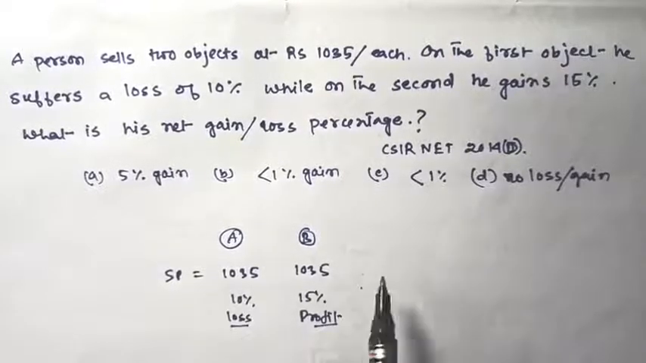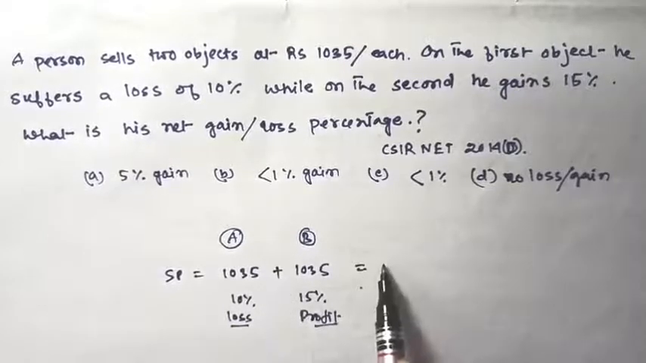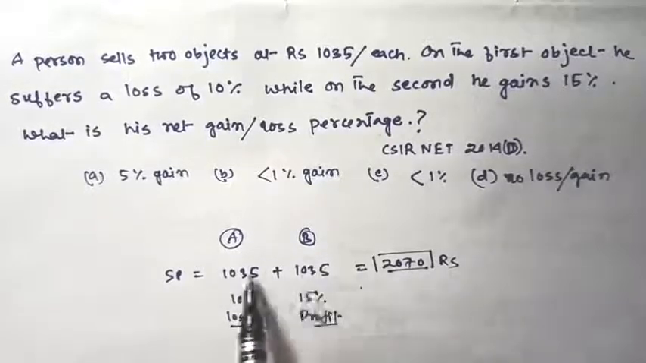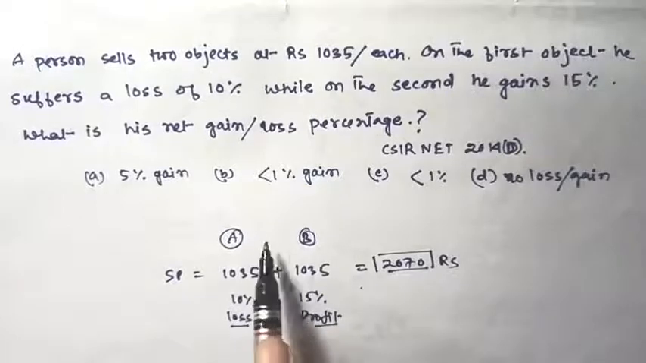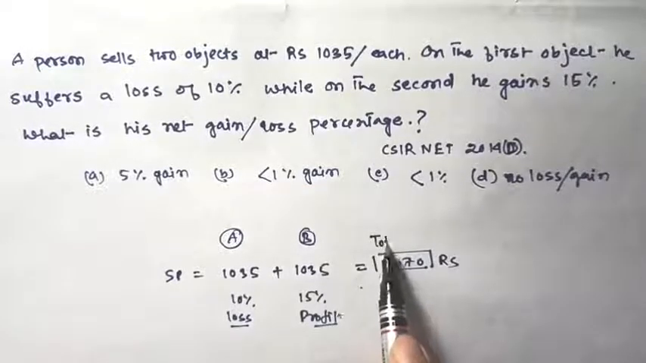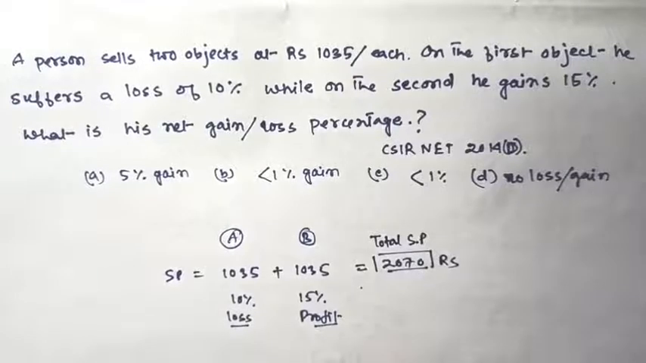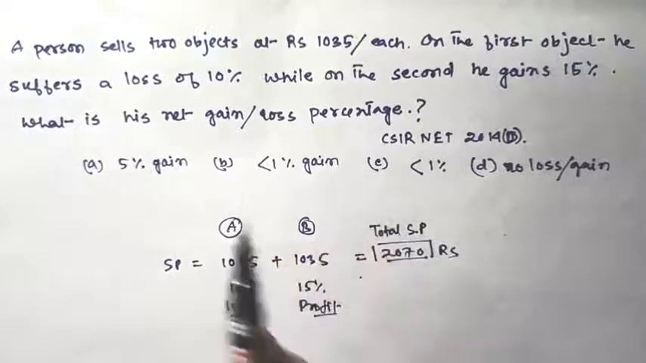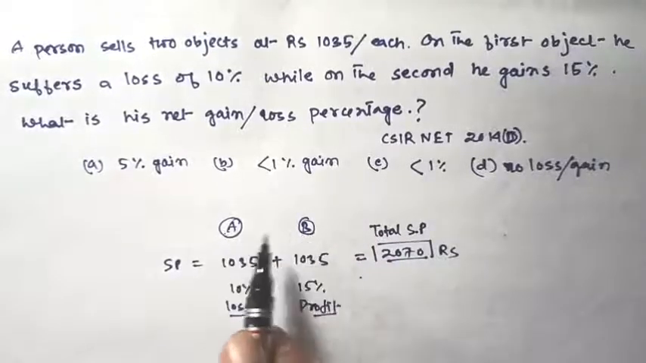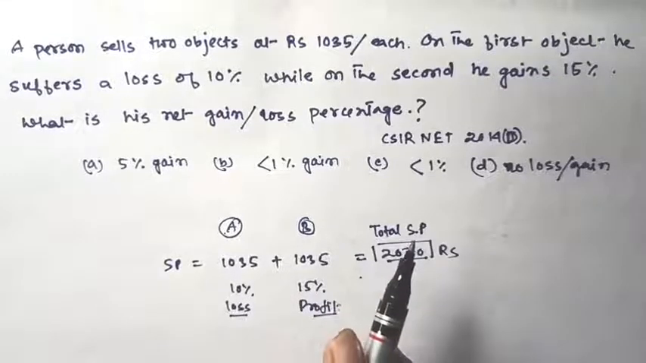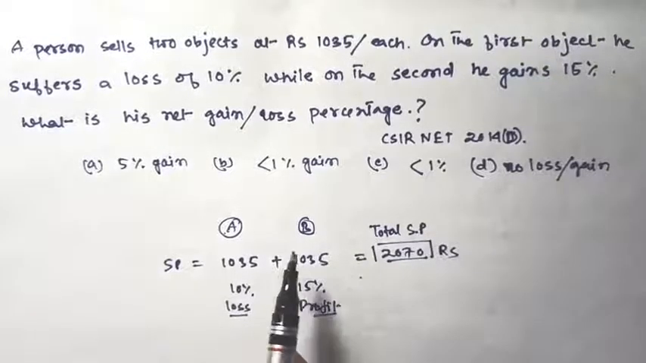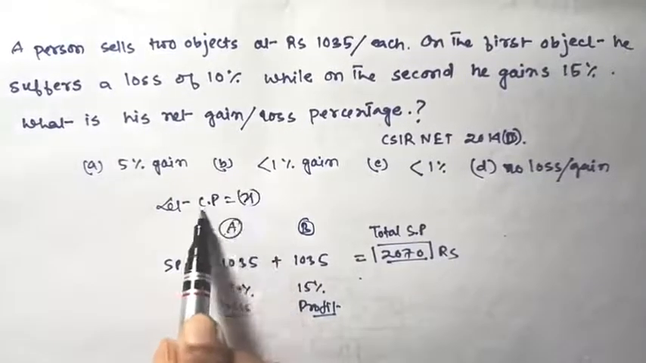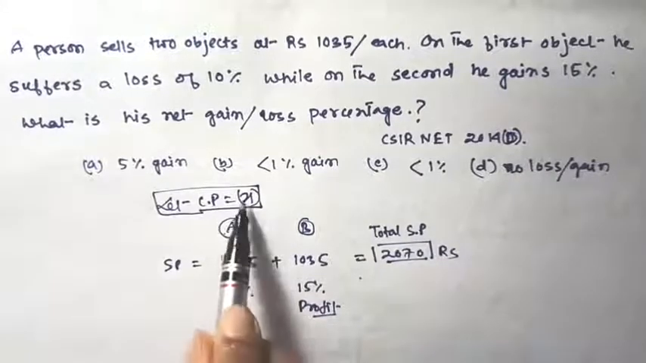So the total selling price would be 2070 rupees, because the selling prices of both the objects are equal. In this case, though it is not mentioned in the question, you have to consider that the cost prices of both the objects are the same. Let us consider the cost price of the objects is X.